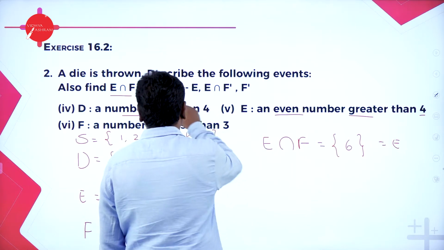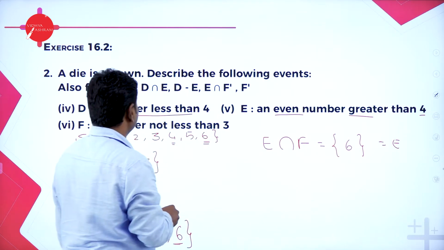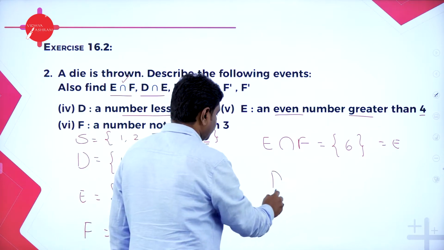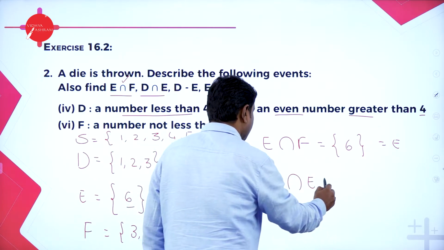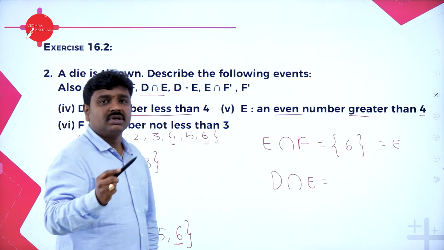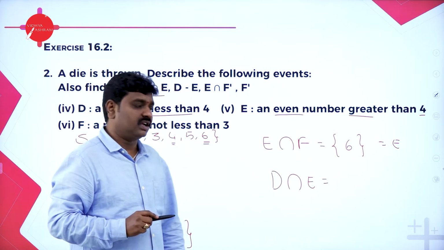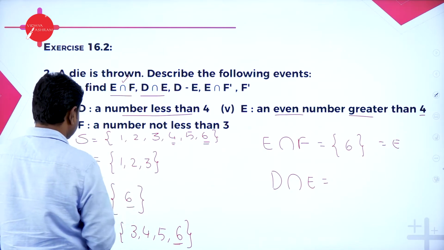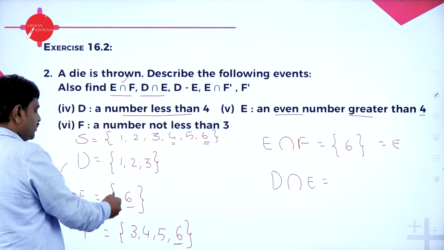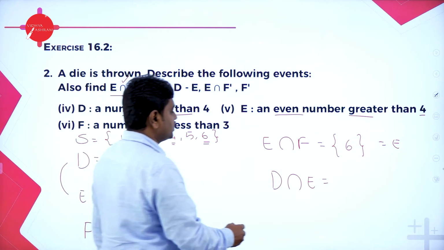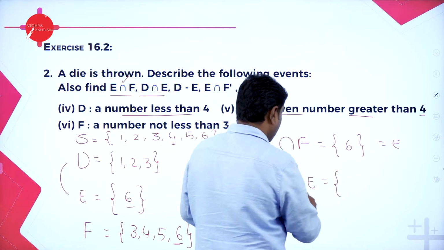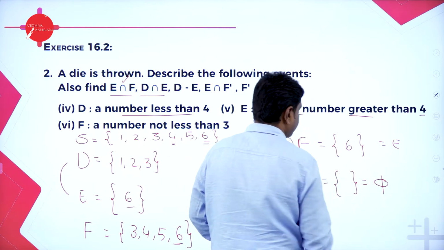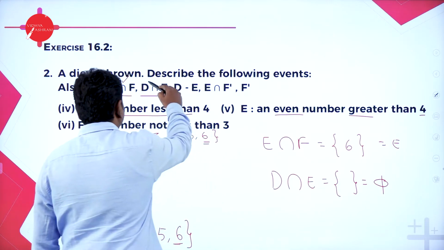So we are done with E intersection F. Then they want you to find D intersection E. That means write the common elements of D and E. In D we have 1, 2, 3. In E we have 6. Do we have any common elements in D and E? We don't. So D intersection E, since we don't have common elements, is a null set, an empty set. So we can write psi. So we are done with D intersection E.